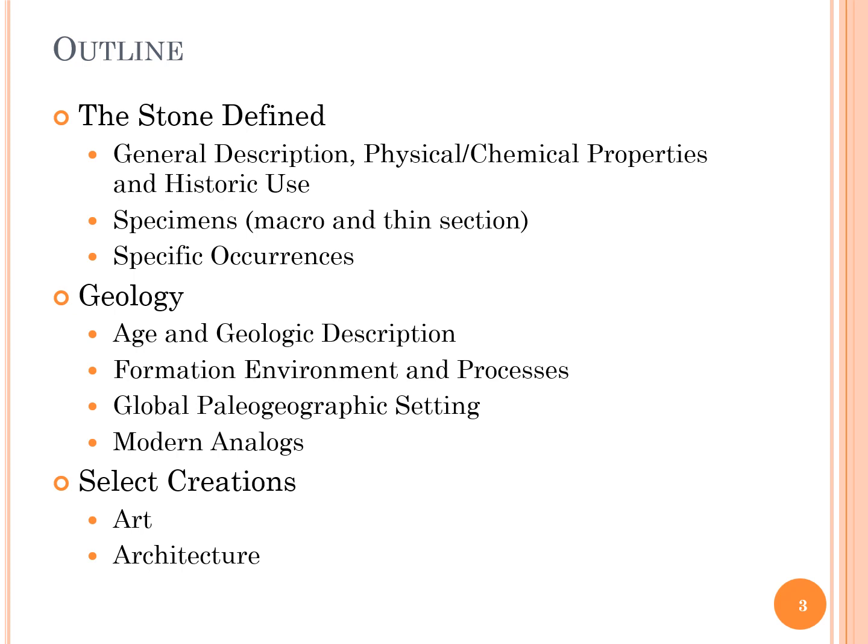As usual, we have an outline of three components. We talk about the stone defined, its general description, specimens, and specific occurrences. We'll spend quite a bit of time talking about the geology of the stone, the age and description, its formation environment, where it was located in the world when it was formed, and are there any modern analogs? And then finally, we'll take a look at some art and architecture made from the stone.